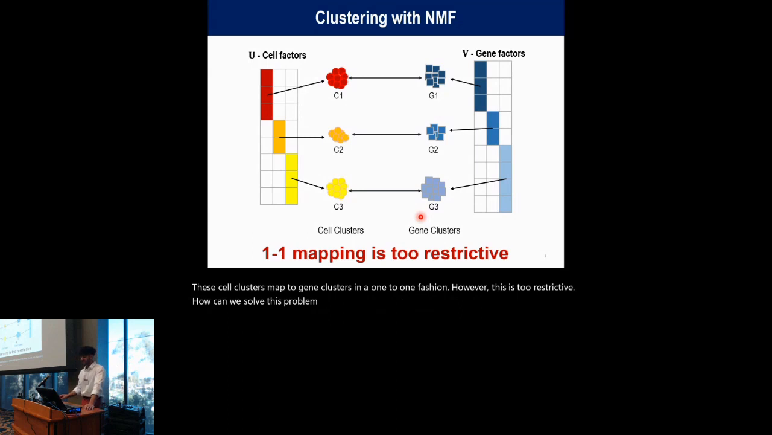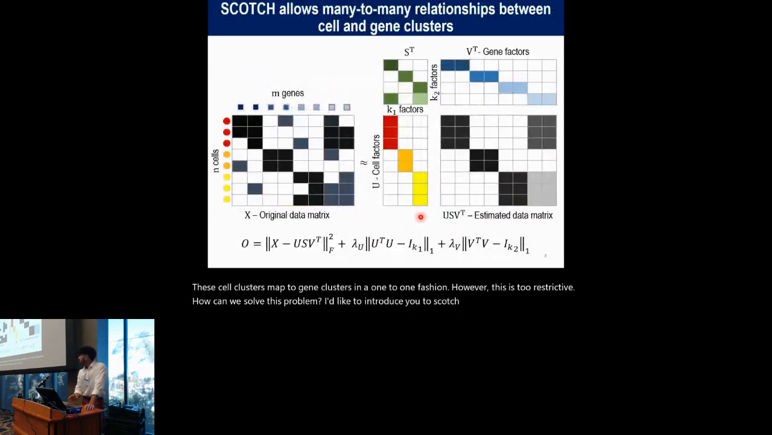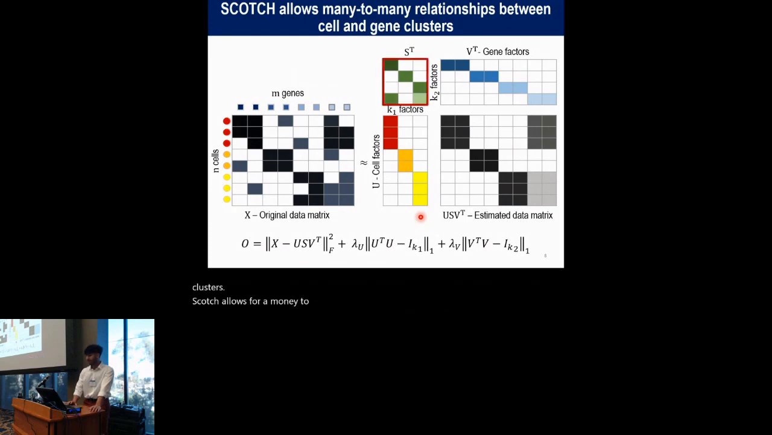I'd like to introduce you to Scotch. We introduce a new method which is based on non-negative matrix tri-factorization, also known as NMTF. Whereas NMF only allows for a one-to-one mapping between cell and gene clusters, Scotch allows for a many-to-many mapping. This is possible because of the additional S matrix. This many-to-many mapping grants Scotch two large advantages over NMF.